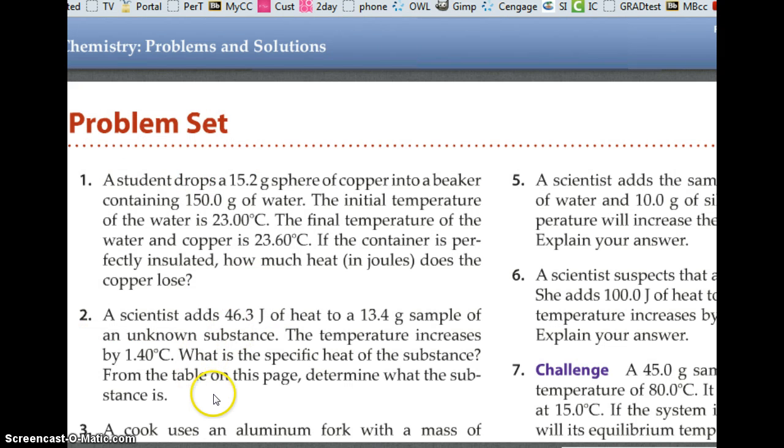A scientist adds 46.3 joules of heat to a 13.4 gram sample of an unknown substance. The temperature increases by 1.4 degrees Celsius. What is the specific heat of the substance? From the table on this page, determine what the substance is.